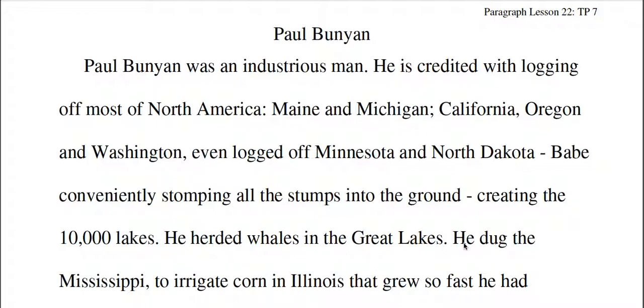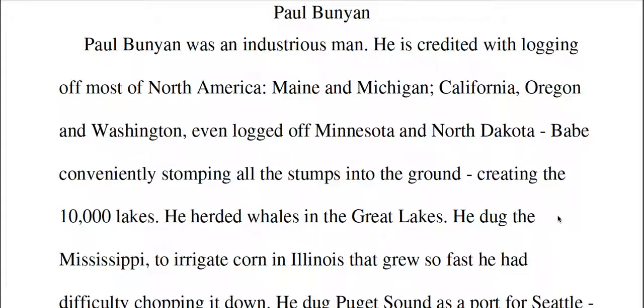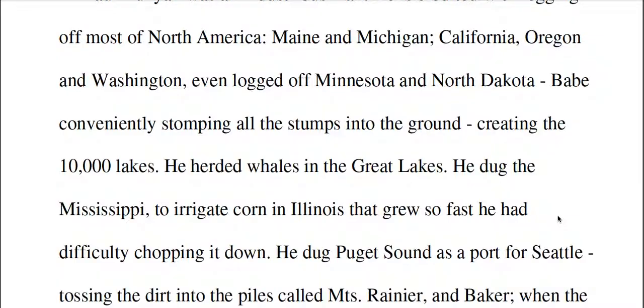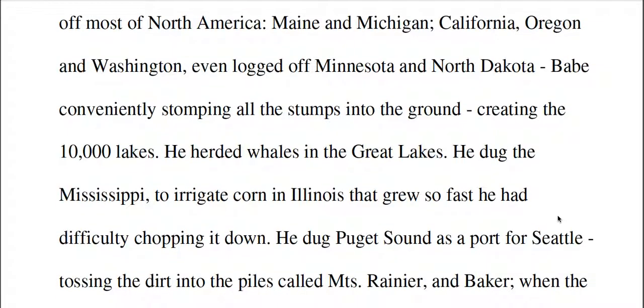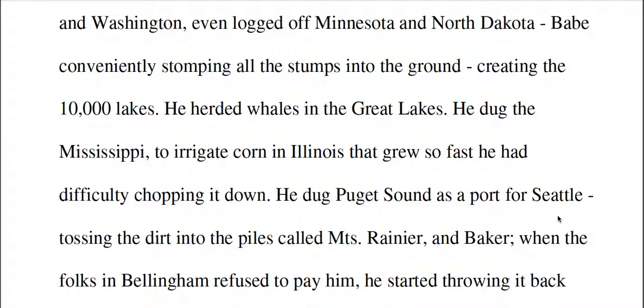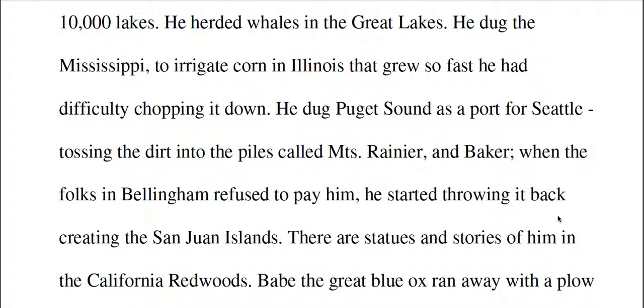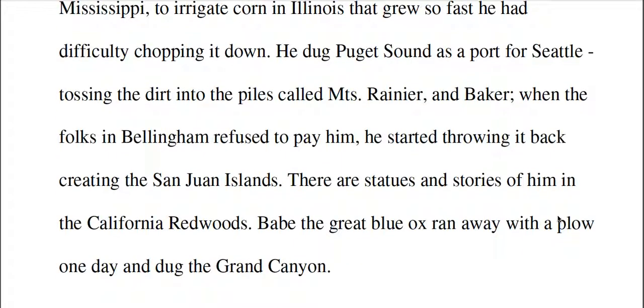He herded whales in the Great Lakes. He dug the Mississippi to irrigate corn in Illinois that grew so fast he had difficulty chopping it down. He dug Puget Sound as a port for Seattle, tossing the dirt into piles called Mounts Rainier and Baker. When the folks in Bellingham refused to pay him, he started throwing it back, creating the San Juan Islands. There are statues and stories of him in the California redwoods. Babe the Great Blue Ox ran away with a plow one day and dug the Grand Canyon.